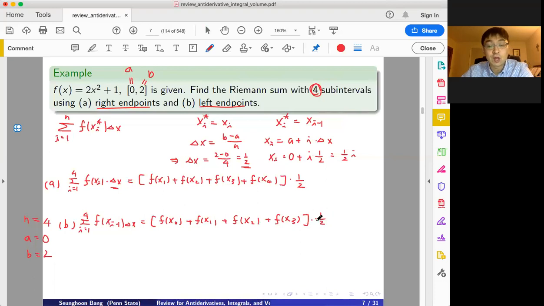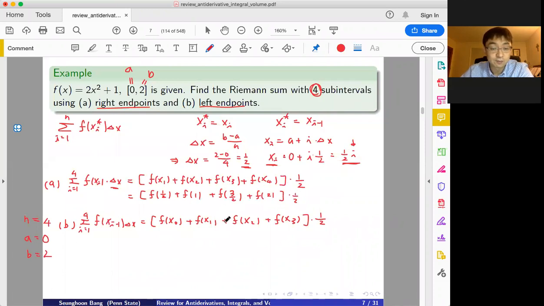We have these two kinds of things. You can decide, was it x1, x2, x3, x4? Here, xi is 1 over 2 times i. You plug 1 into i. So we have f of 1 over 2, plus f of 1 over 2 times 2. 1 over 2 times 2 is 1. Plus plug 3 into i: 1 over 2 times 3 is 3 over 2. Plus you plug 4 into i: 1 over 2 times 4 is 2.